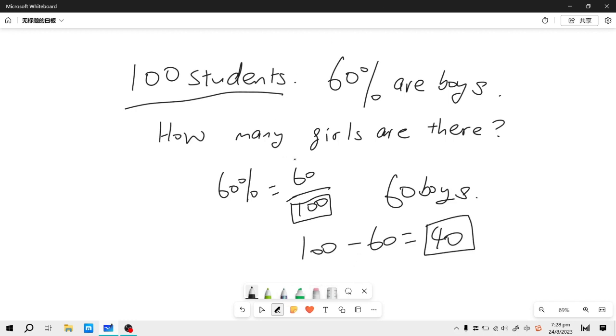And of course they can ask you how many percent of girls are there. So that's already very simple. So 100 students is 100%. So 100% minus 60% equals 40%. So this is easy peasy lemon squeezy.